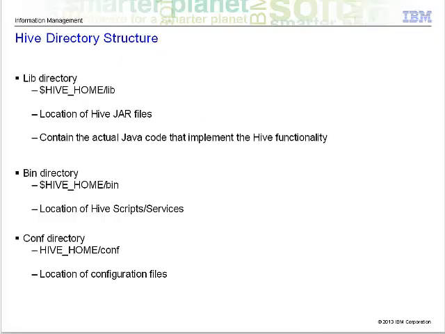A typical Hive installation has the following directory structure. First, there is a lib folder in the Hive installation. The lib folder contains a variety of jar files. These jar files contain the Java code that collectively make up the functionality of Hive. Then there is the bin directory. This is the location of a variety of Hive scripts that launch various Hive services. Finally, there's the conf directory. This directory contains Hive's configuration files.